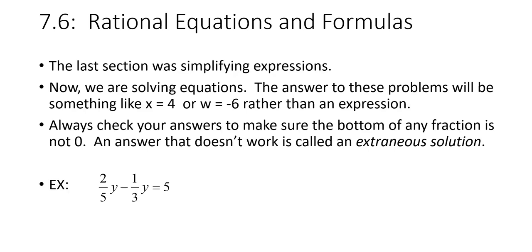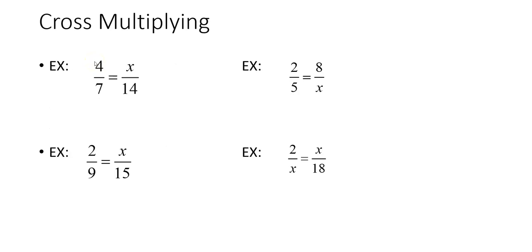One of the things that's going to happen when we solve these is we're going to have to go back and check our work to make sure that it's correct, because there are times that you get an answer that doesn't work. An answer that doesn't work is what we call an extraneous solution. The first type of these problems we're going to solve are cross-multiplying problems. These you very well might be familiar with.